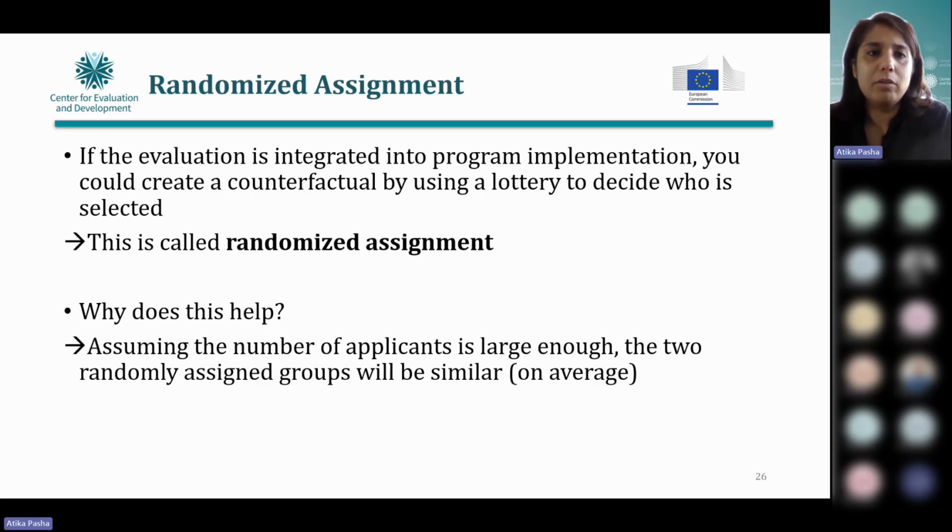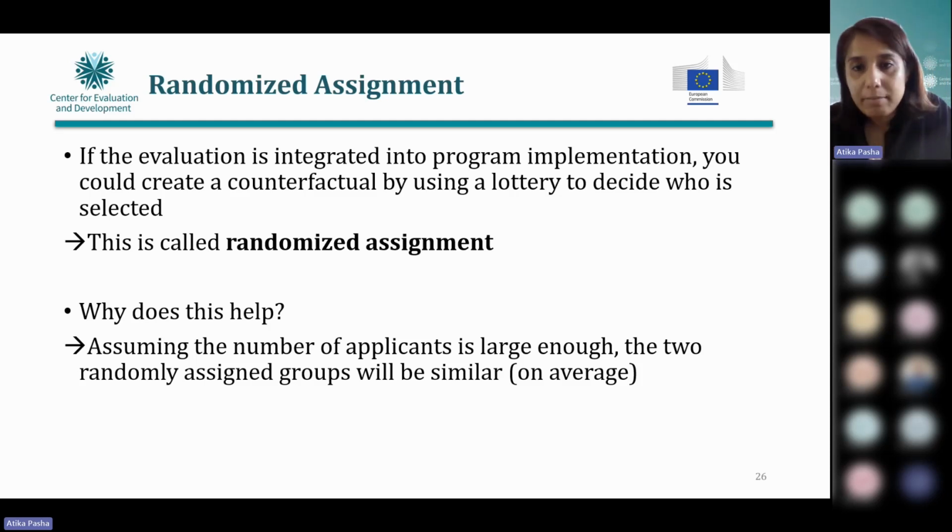Right. So if now the evaluation is integrated into the program implementation, so before the program is starting, you bring in your evaluation experts, or you yourself step in and decide that you want to do a randomized control trial. What are the benefits and how would this be done? The simplest way that we are talking about is something called a lottery design. Let's say all 2,000 applicants are put in a row, and every second individual would be told, you're receiving the program. Second, fourth, sixth. So everyone who's an even number will be told they'll be receiving a program. Everyone who is an odd number will be told they are not receiving a program.